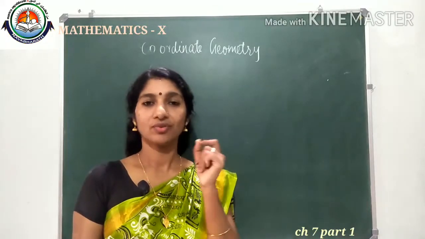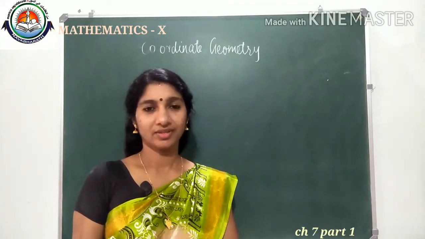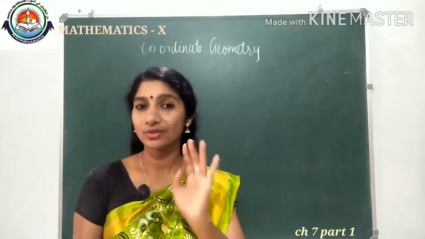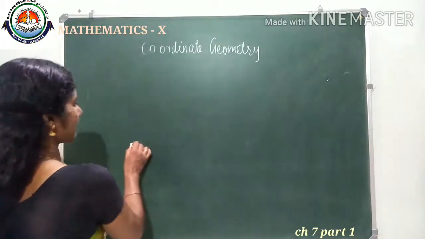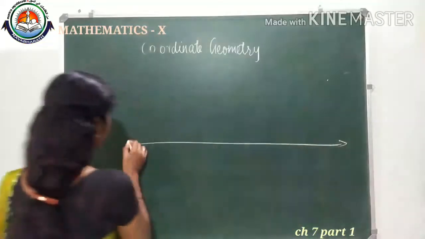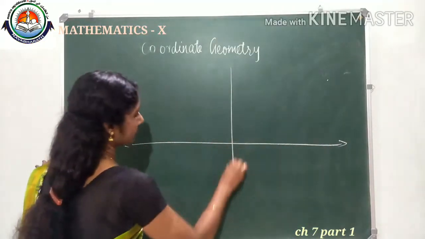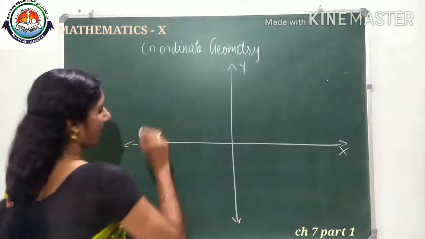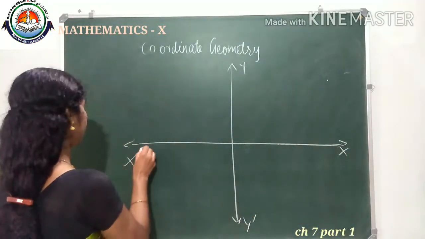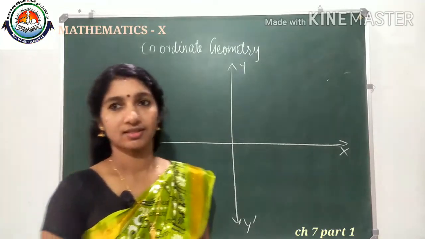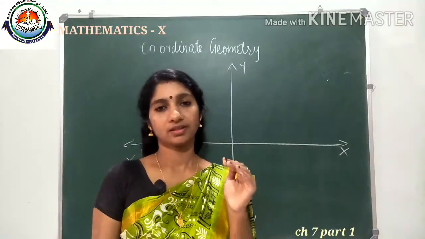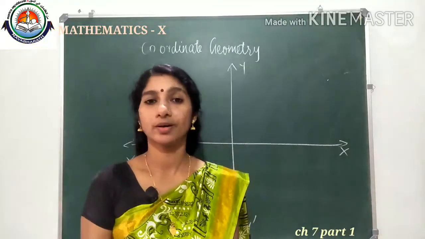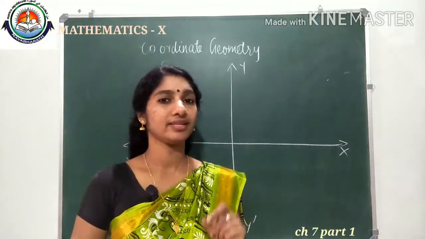For that, what we did last year, we started marking the point on the plane by drawing the axes, x axis and y axis. After drawing these axes, the plane becomes a Cartesian plane. We will call this plane the Cartesian plane. Now we are going to mark the Cartesian coordinates in the plane.